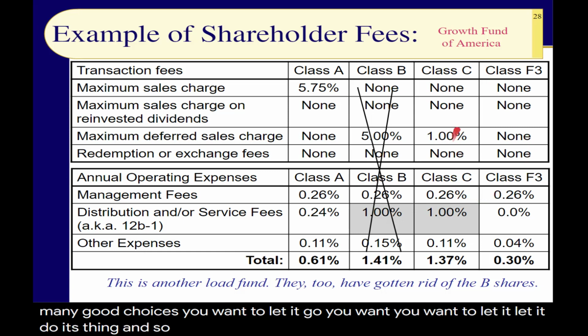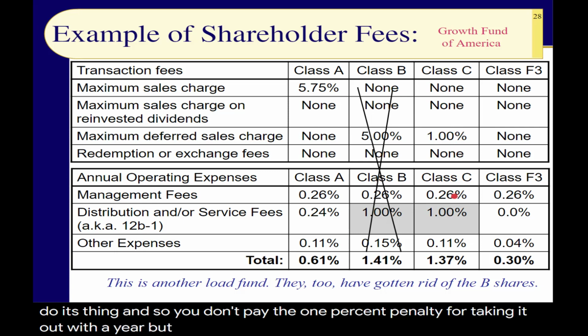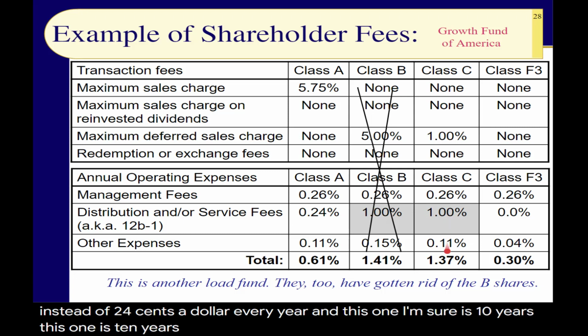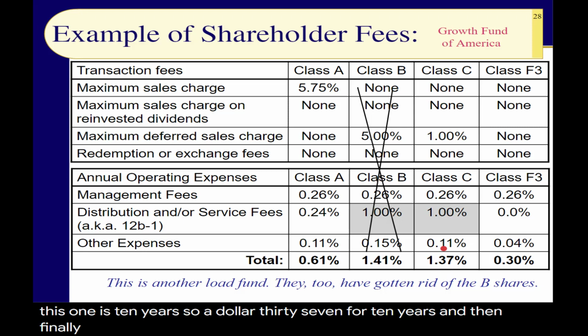And so you don't pay the 1% penalty for taking it out within a year, but you do pay an extra 1%, actually, instead of 24 cents, $1 every year. And this one, I'm sure, is 10 years. This one is 10 years. So $1.37 for 10 years. And then finally, the fees go down.